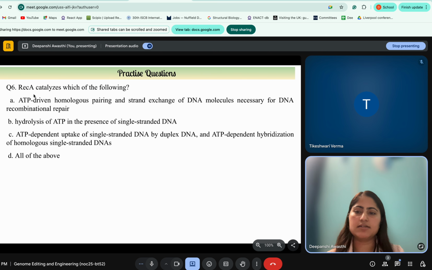Now the next question is RecA catalyzes which of the following? Option A ATP driven homologous pairing and strand exchange of DNA molecules which are necessary for DNA recombinational repair. Option B hydrolysis of ATP in the presence of single stranded DNA. Option C ATP dependent uptake of single stranded DNA by duplex DNA and ATP dependent hybridization of homologous single stranded DNAs. And option D is all of the above. So this is in the case of prokaryotes. Similar work in eukaryotes is performed by Rad51.